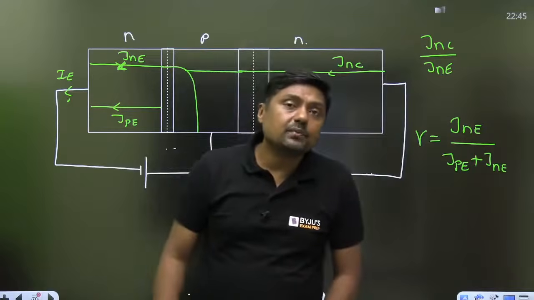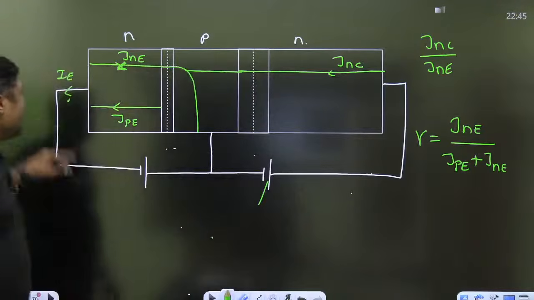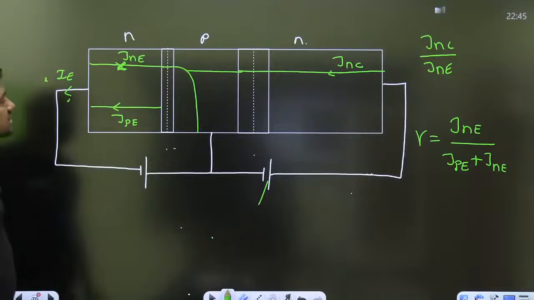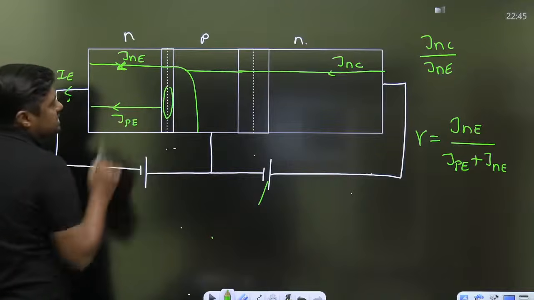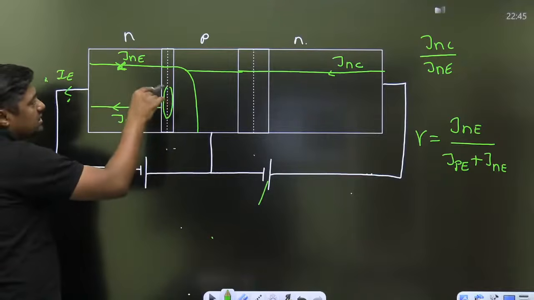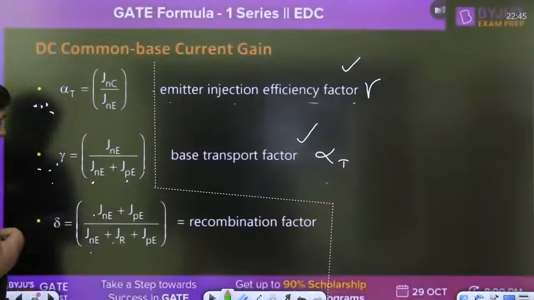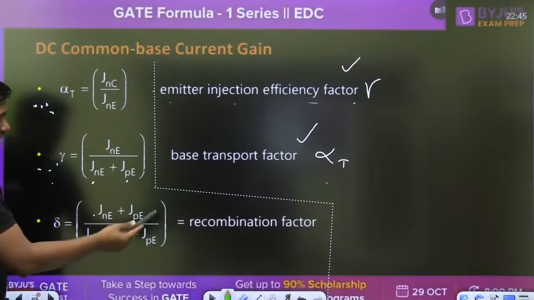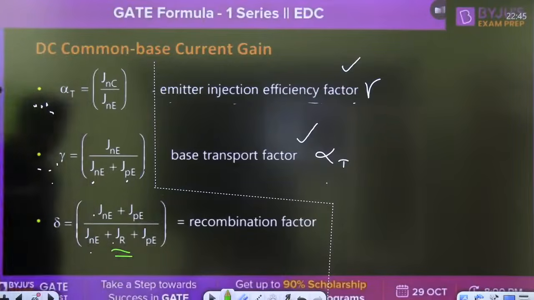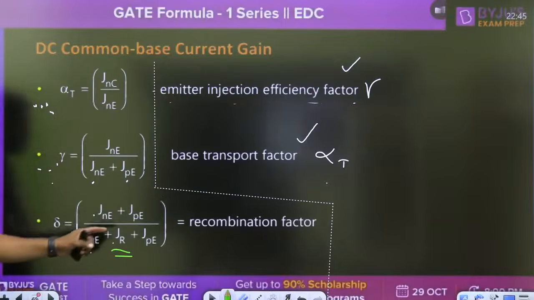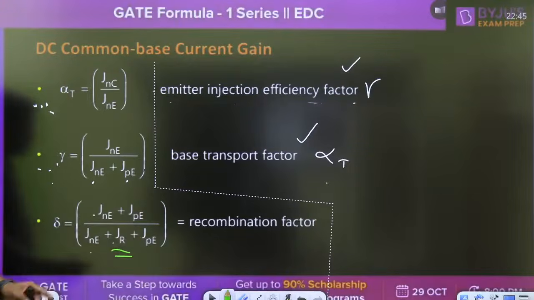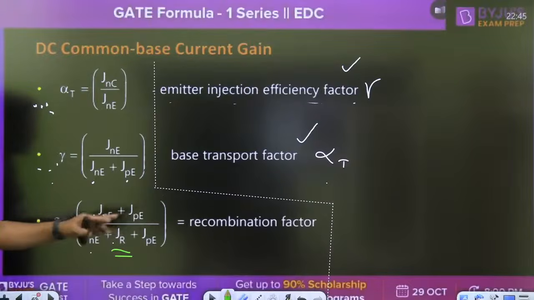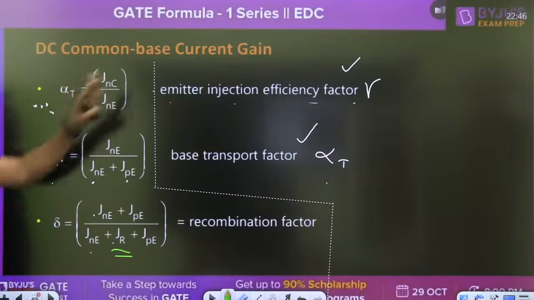Okay guys, now it is clear. Now again we are having some more current here. So what about that current? Some current will be because of recombination in this region. When we are considering the recombination in the emitter base junction, then we have to give the formula for this one. That is called recombination factor here. JR. Recombination: JNE plus JPE upon JNE plus JR plus JPE. So it will constitute the emitter current, of which out of JNE and JPE only JNE is usable, and out of JNE only JNC will reach toward the collector region.